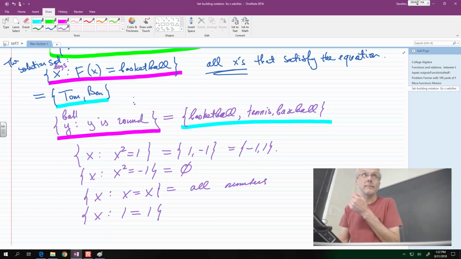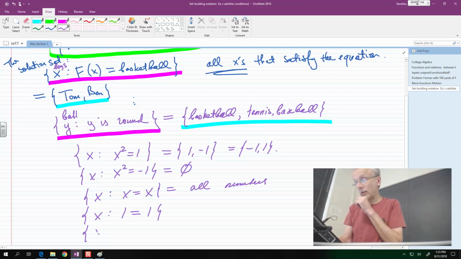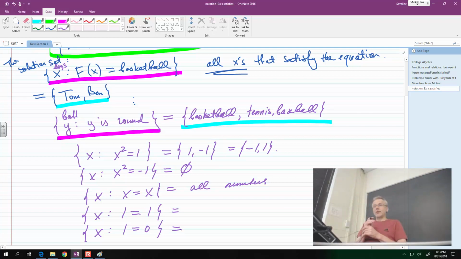What x's satisfy this restriction? Okay, let me give you two. Can you solve either one of these? The x's that satisfy the restriction that 1 is equal to 0, and the other one, the x's that satisfy the restriction that 1 is equal to 1.